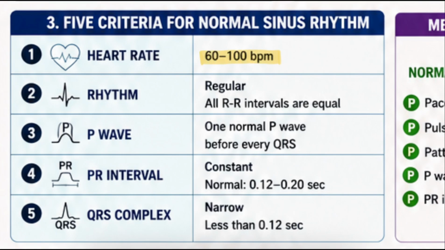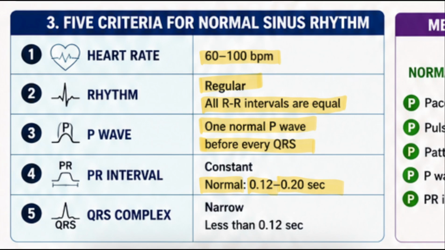First one, heart rate. The heart rate must be 60 to 100 beats per minute. Next, rhythm. The rhythm will be regular, and all RR intervals are equal. Next, P wave. There is one normal P wave before every QRS complex. Next, PR interval. A constant PR interval, normally 0.12 to 0.20 seconds.